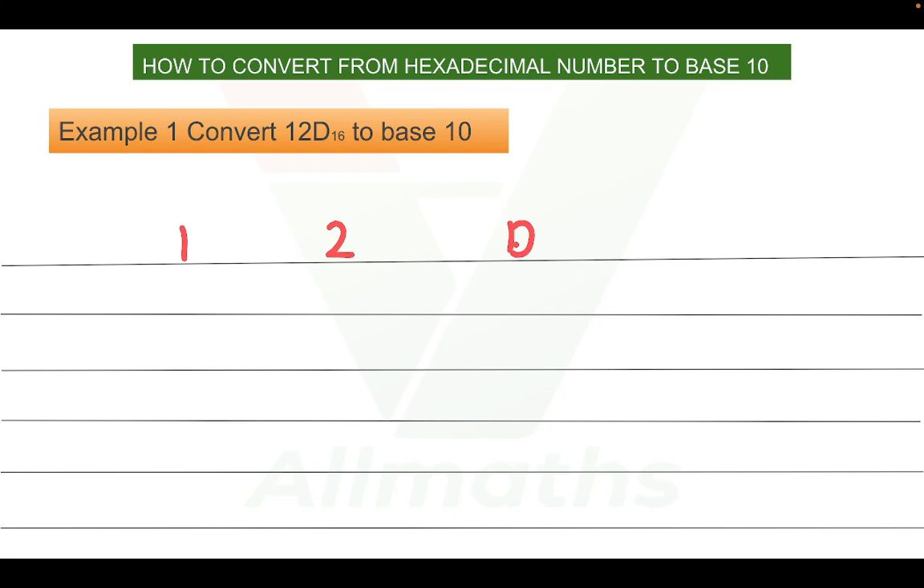Now, this is where the question is coming. How do we say an alphabet D is a digit?